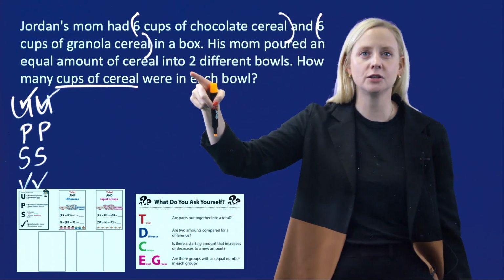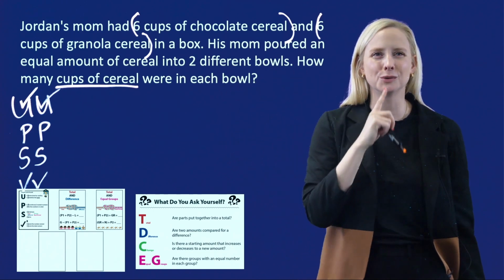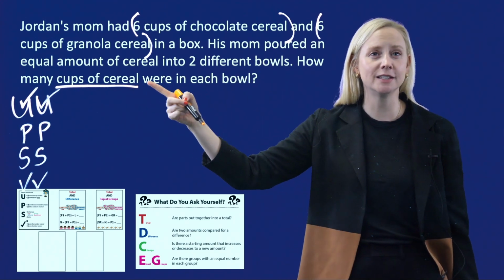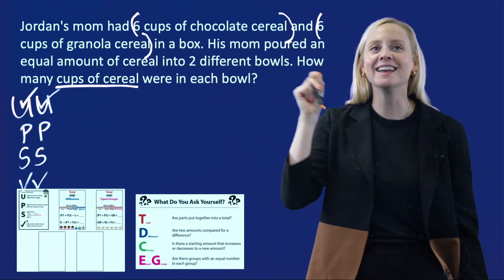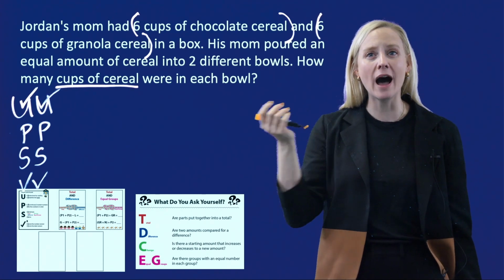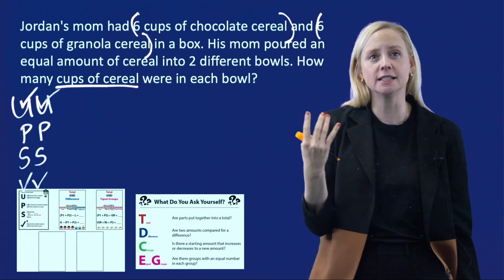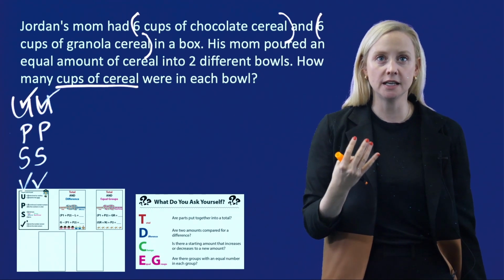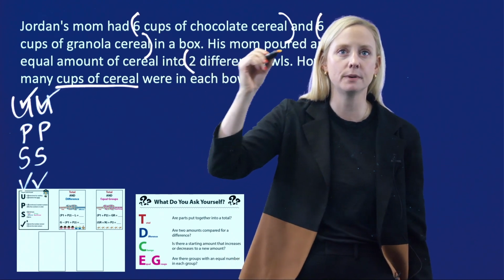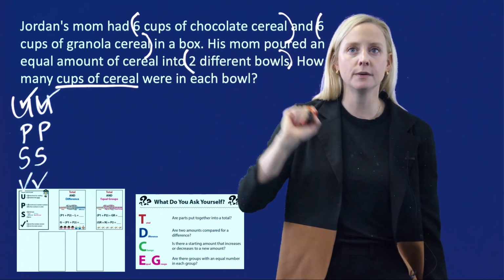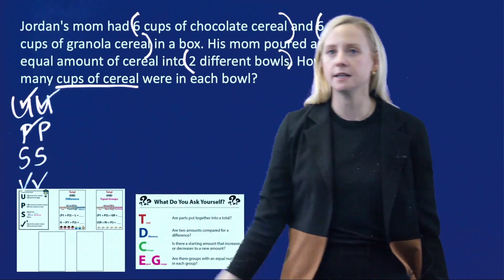My last number is 2. 2 is about different bowls. That's not about cups of cereal, but I'm putting the cereal into the bowls. So while it's not about cups of cereal, it is related, and we do need that number 2 because we're putting the cereal in the bowls. So I'm going to go ahead and put parentheses around 2 different bowls and check off my first P.